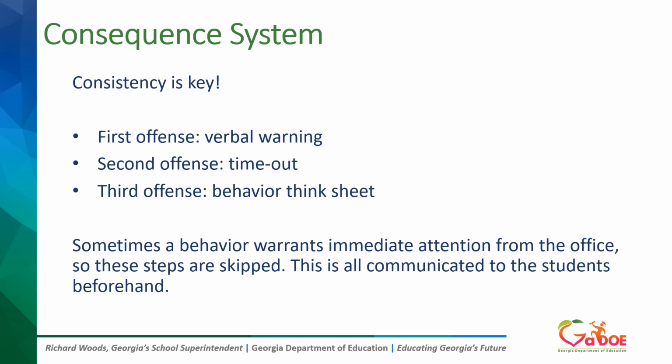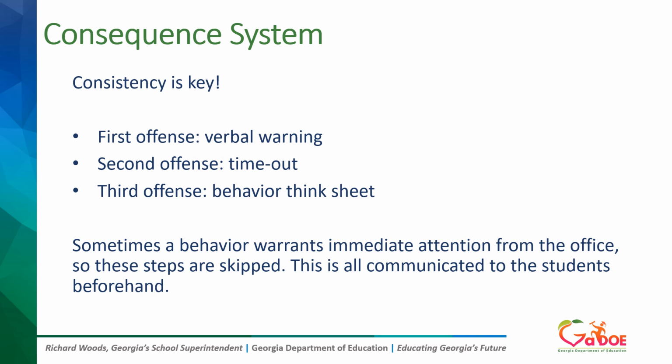For consequences, consistency is key. We have started cutting out construction paper, red, yellow, and orange construction paper, sometimes laminated, sometimes not. But the first warning is just a yellow card. It's a physical card they hold in their hand. They know that they have a warning.